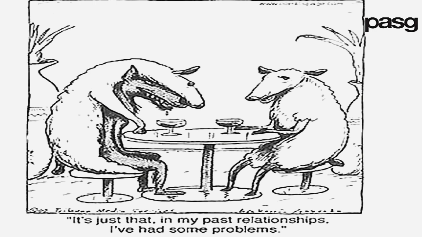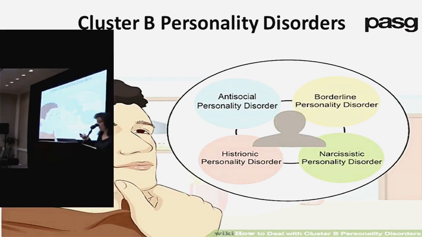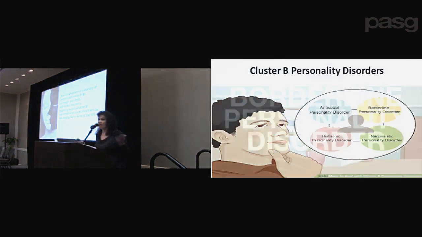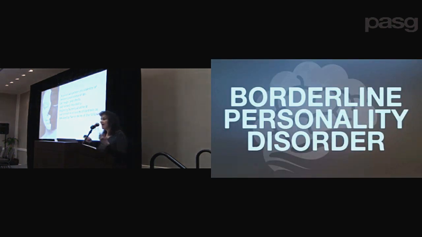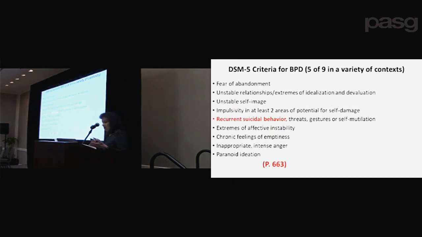There are 4 cluster B personality disorders. We find that 3 are the most common in these cases: borderline, narcissistic, and antisocial. And borderline personality disorder has a great disturbance in interpersonal relationships and self-perception. You can get all of this out of the DSM. I want to run over this because I have more important points to make, and these are some of the criteria of a borderline personality disorder.